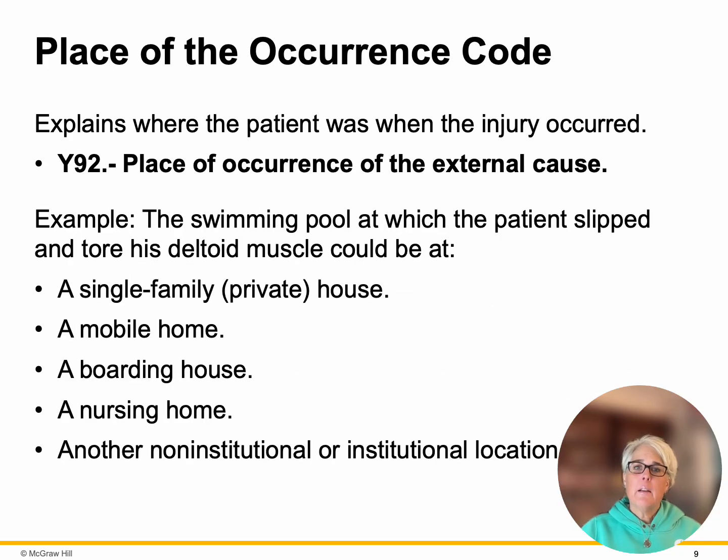Place codes in Y92 tell us where the person was when they were injured. Were they at home, in a nursing facility, at a pool, etc.? The same injury, like slipping at a swimming pool, could have a different place code depending on whether it's a private home, a group home, or institutional facility. So we see all sorts of place of occurrence codes. And it's important to identify through the gleaning of the documentation where this injury occurred.